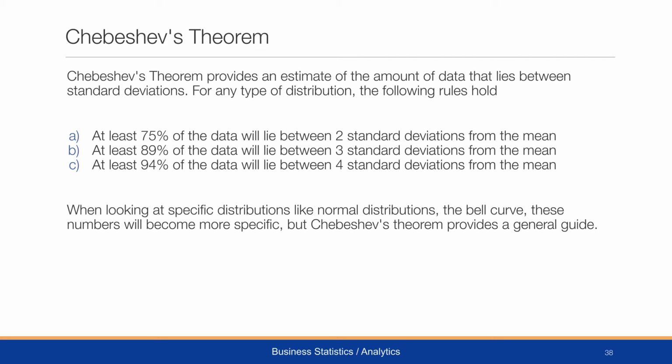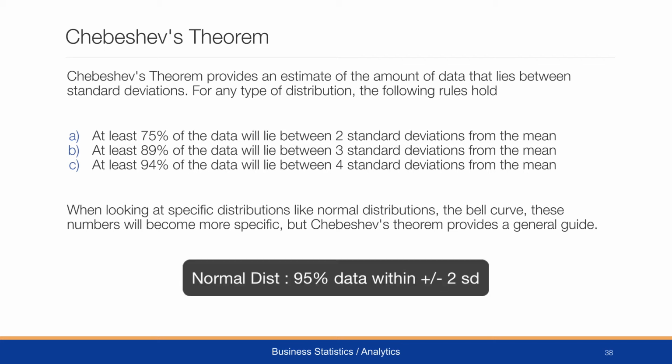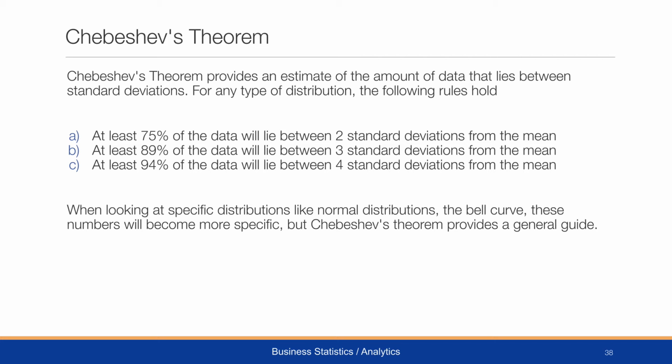And it says at least 75% of the data will lie between 2 standard deviations from the mean. Well, that still fits with the normal distribution because remember, in the normal distribution, we had shown that 95% of the data would lie between 2 standard deviations. So don't get too confused with this, but this is the core theorem from which that other one was actually derived.